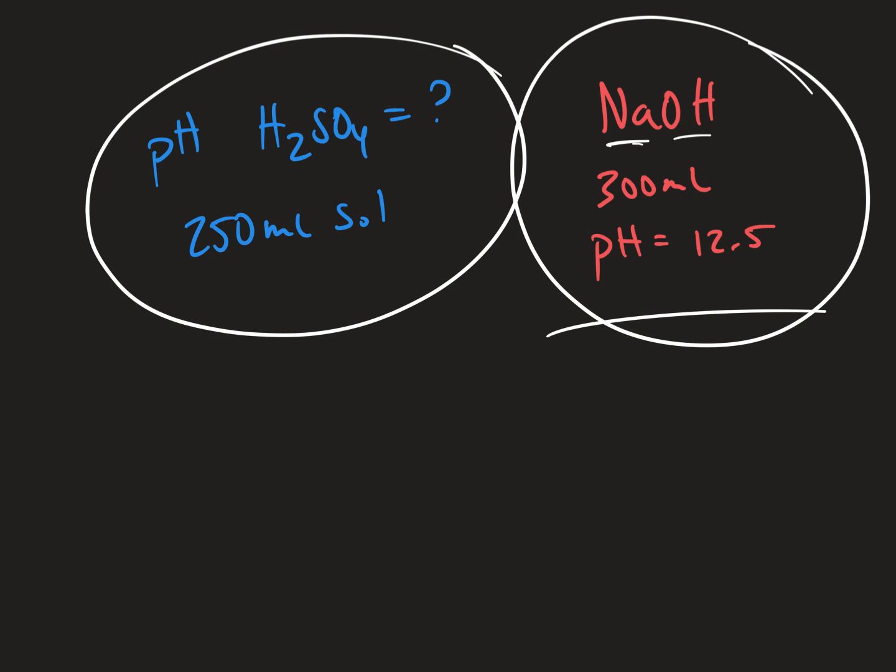But we don't know how many moles of this we have, right? We just have a volume. We don't have moles. Can we find moles? I don't know. What can we do with this? pH is 12.5. We can find the pOH, right? Why would we find the pOH? Because we're dealing with a base, right? A strong base.